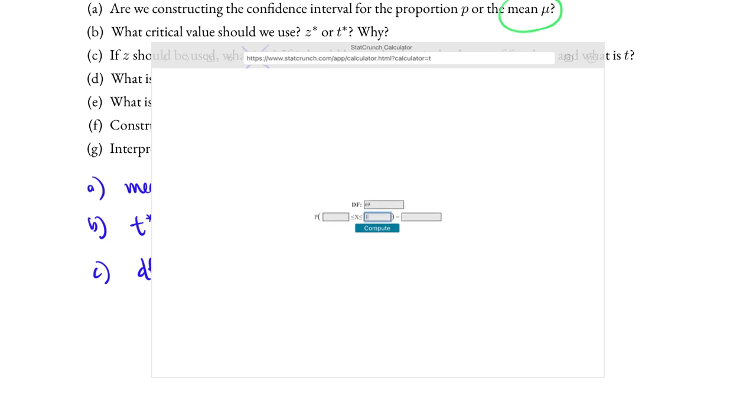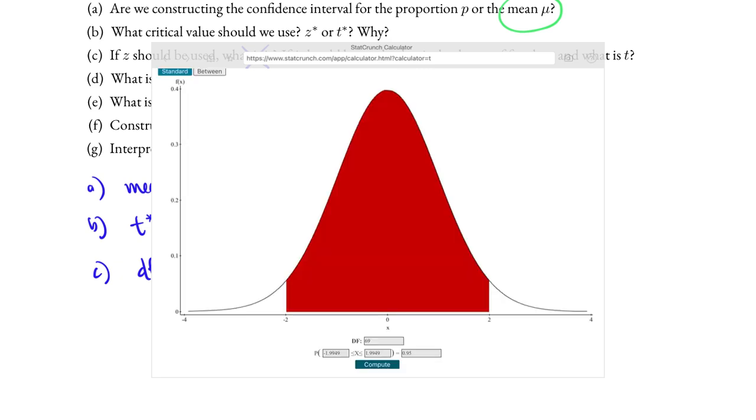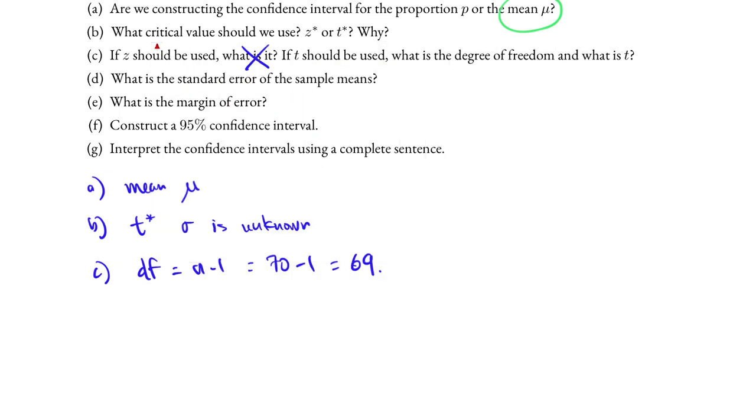We leave the two boxes on the left and on the right of the symbol x empty, and we want the 95% confidence interval, so we would input 0.95, which is the area in between, and we hit compute. The critical value t is 1.9949, which we will round to two decimal places, 1.99, and that would be our critical t. So t or t star is 1.99.